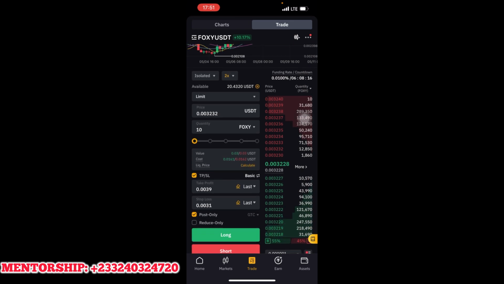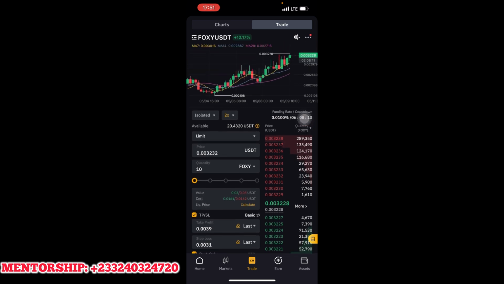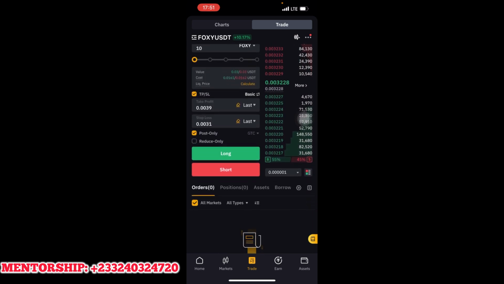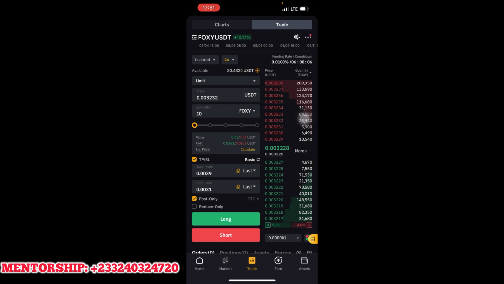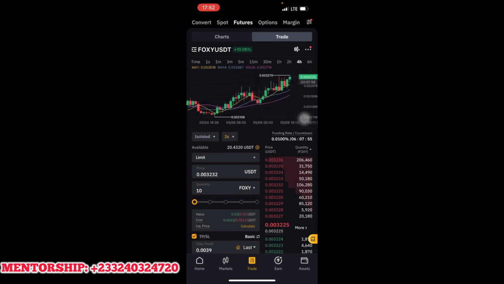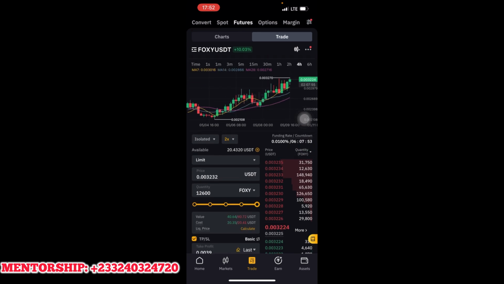So that's how it is. When I click on the long, when it's going green, I'm making money, but when it's going red, I'm losing money. When I click on the short, when it's going green, I'm losing money, and when it's going red, I'm making money. So that's how it is.